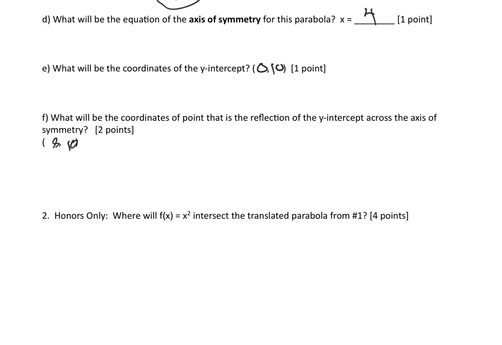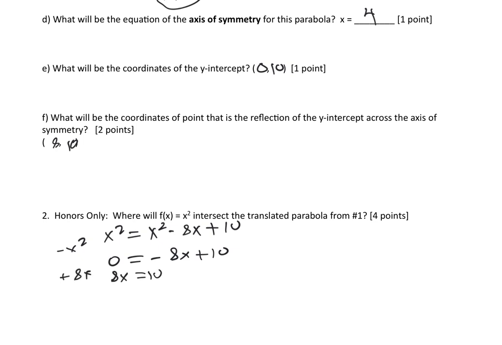Okay, where will our original x squared intersect the new parabola we created? We want to set these equal to each other: x squared equals x squared minus 8x plus 10. We have an x squared on both sides, so when we subtract that out, all we're left with is 0 equals negative 8x plus 10. We can add 8x to both sides to get 8x is equal to 10. Then we divide both sides by 8 to get x equals 10 over 8, which equals 5 over 4.